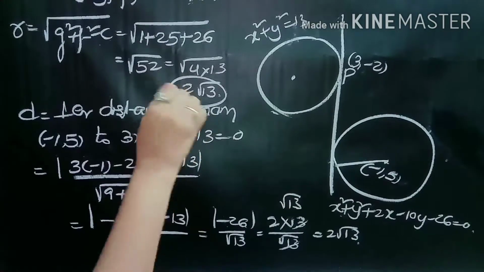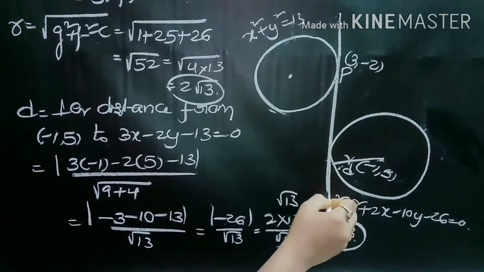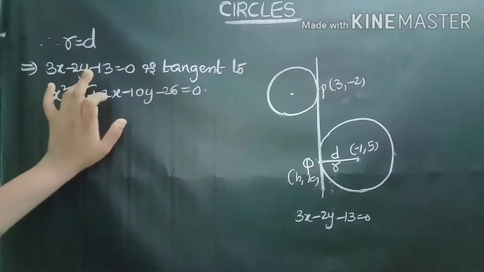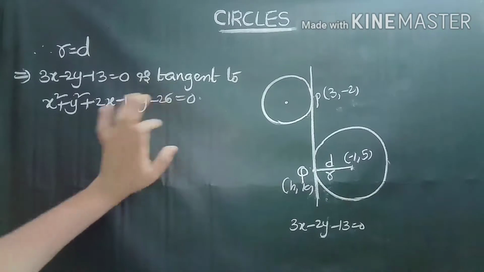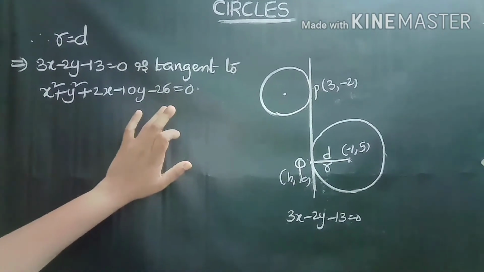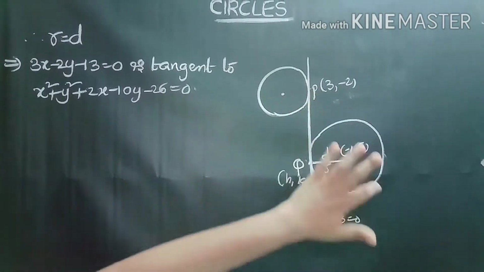Now it is cancelled by root 13 once, which equals 2 root 13. Therefore, r is equal to 2 root 13, and d is equal to 2 root 13. These two values are equal, so the line is also tangent to the second circle. R is equal to d, which implies 3x - 2y - 13 = 0 is a tangent to the circle x square + y square + 2x - 10y - 26 = 0. This line is a tangent to the second circle.